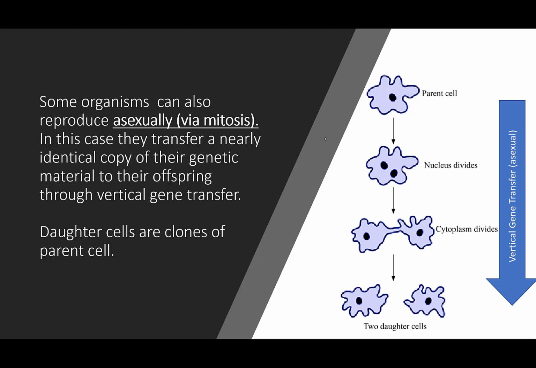As I mentioned, eukaryotic organisms also can undergo asexual reproduction. Not all, but some. In this case, there's still going to be some vertical gene transfer, but it's going to be of the asexual nature. The parent cell's genetic makeup is going to be transferred to their offspring in a nearly identical copy. That means that the daughter cells are going to be clones of each other. And they're going to do this through mitosis instead of meiosis.